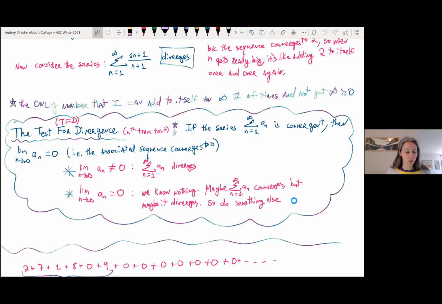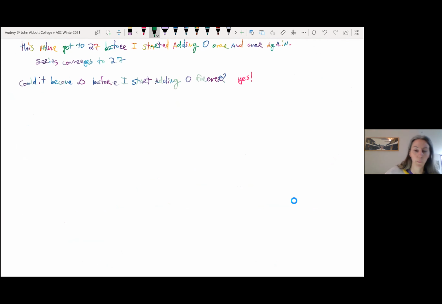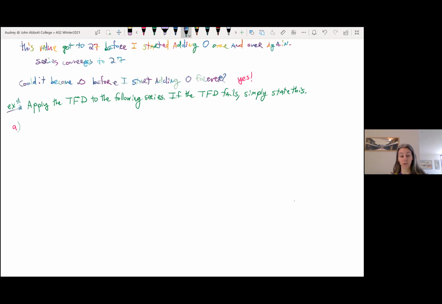So let's just do a couple questions here where we apply the test for divergence. We're going to apply the test for divergence to the following series. If the test for divergence fails, in other words, it doesn't tell me if it converges or diverges, we'll just state this. So the first one that we're going to do, we will look at the sum as n equals 1 to infinity of (3n squared minus 6) over (2n squared plus 1).